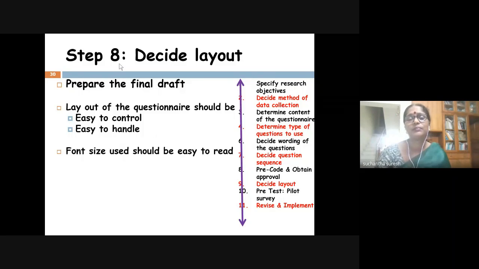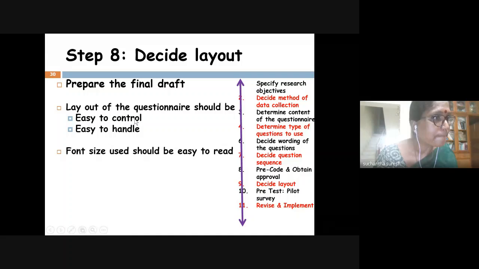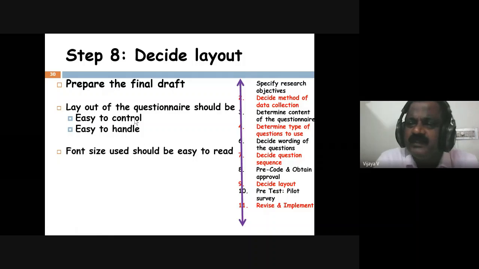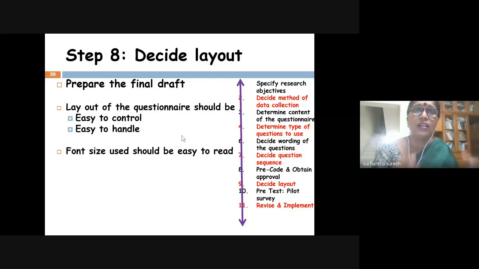Okay. Madam, there is one more question from Vijay Baswaraju. Whether logical order means arranging questions in a meaningful order. Yes, meaningful order. Like, suppose you are talking about the working condition of the institution or the organization, then working condition related questions you put together.